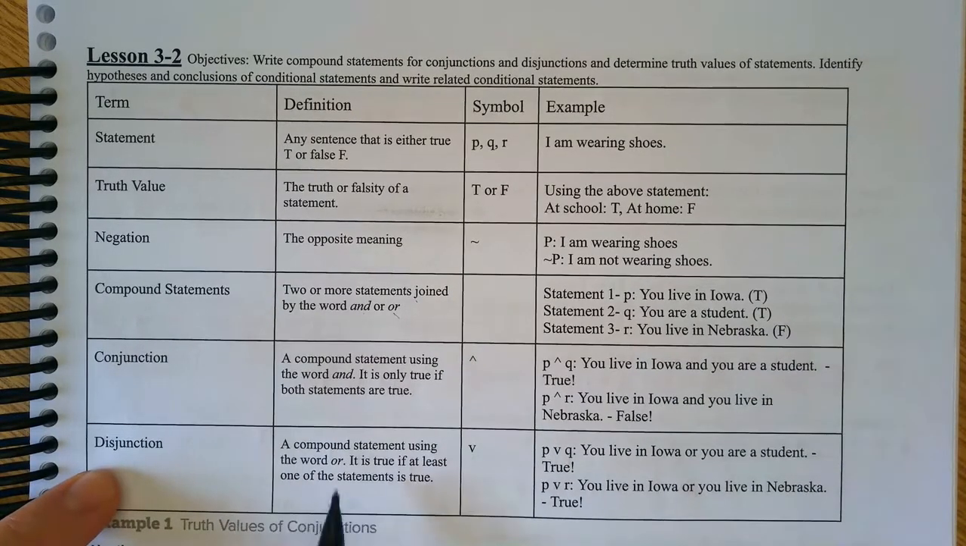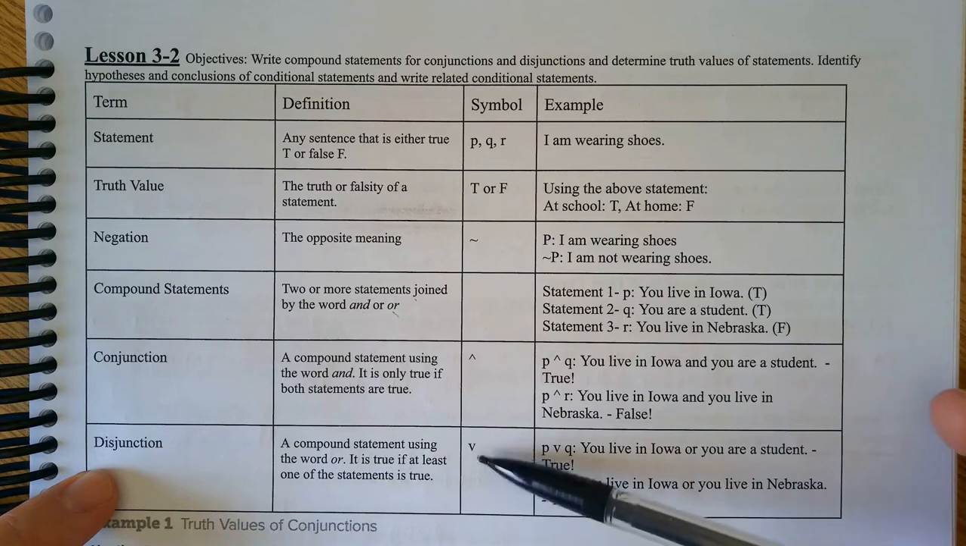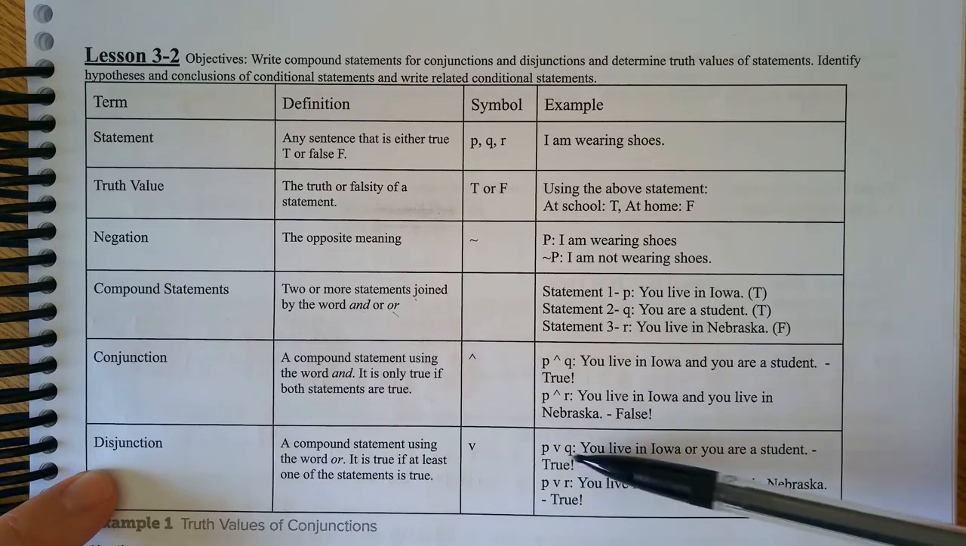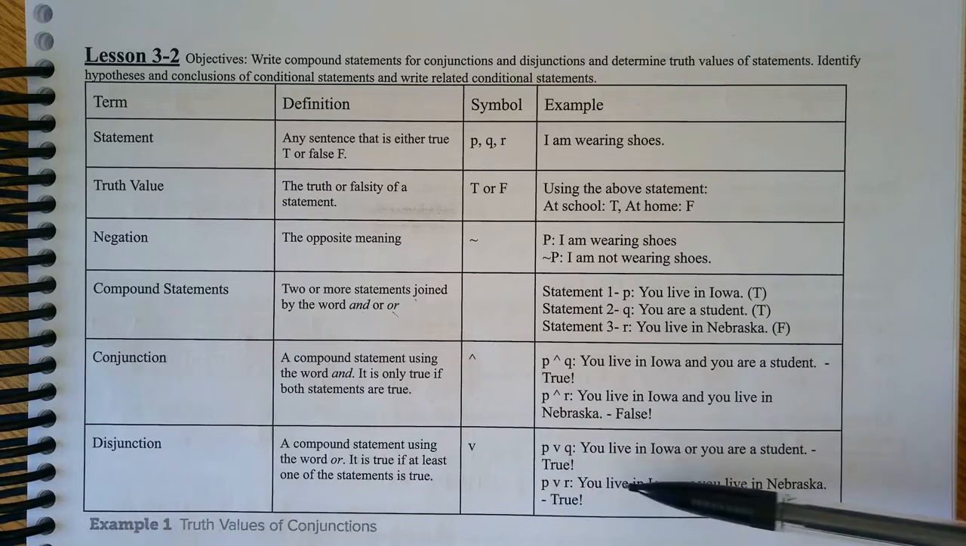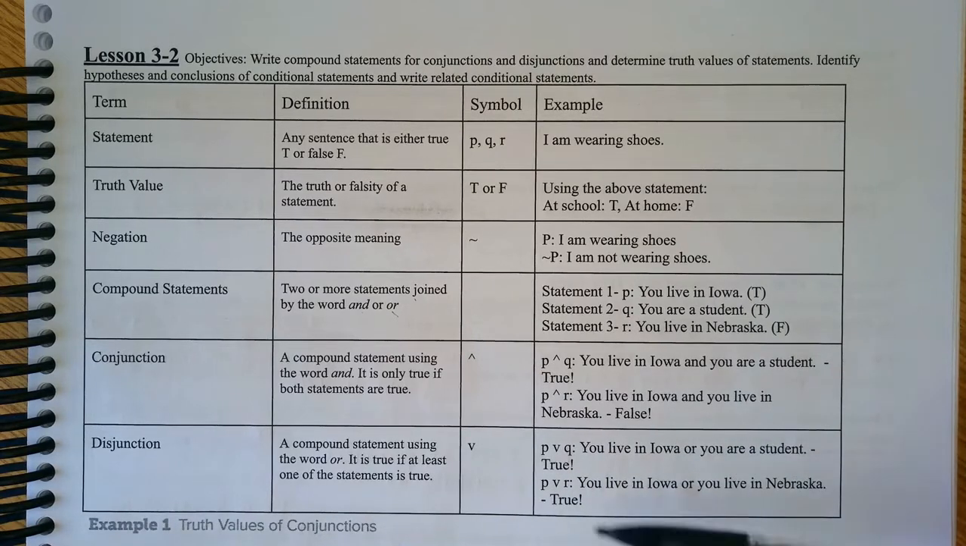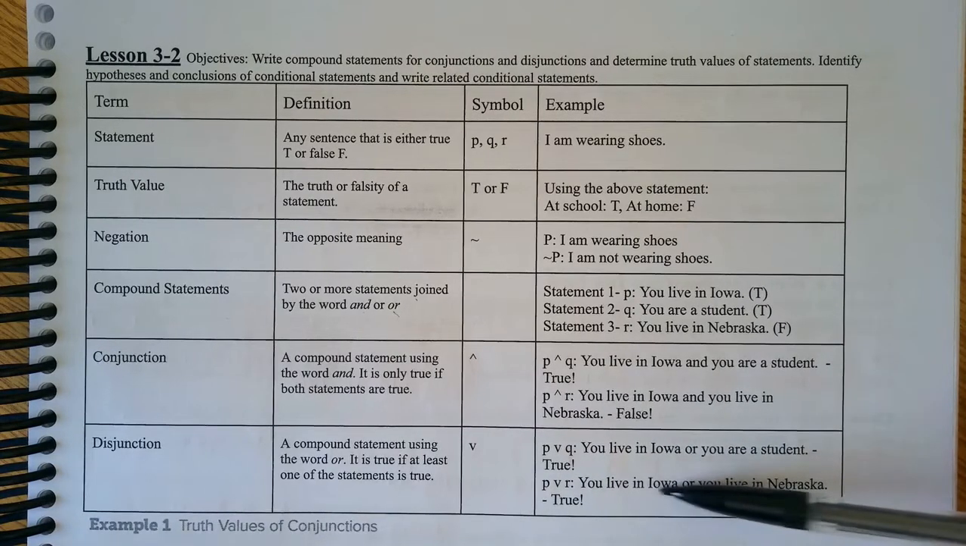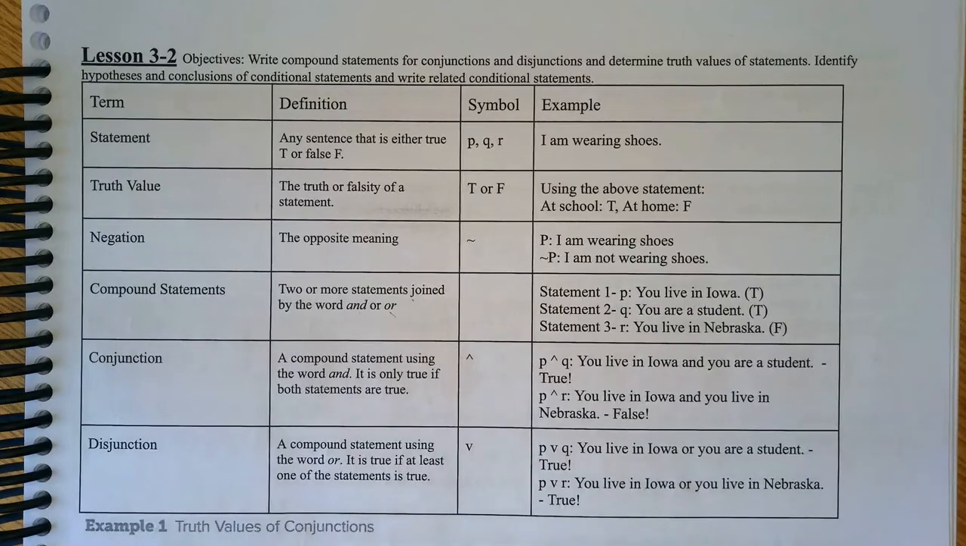A disjunction is where you use the compound statement with the word or. This is true as long as one of your portions is true. So we will use this V shape to make an or. So P or Q, you live in Iowa or you are a student. This is true. I live in Iowa. P or R, you live in Iowa or you live in Nebraska. That is also true because you live in Iowa. So it doesn't matter that this one is false. You just need one of them to be true.